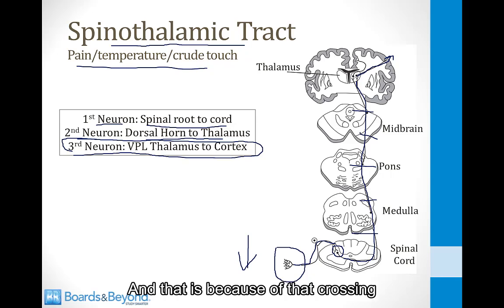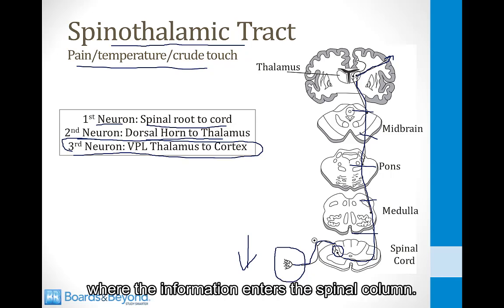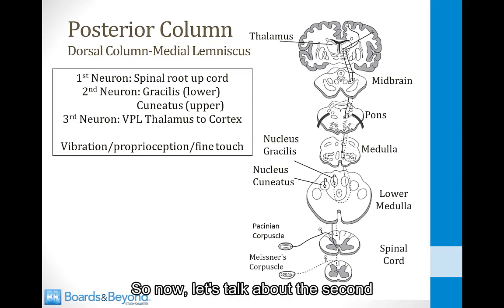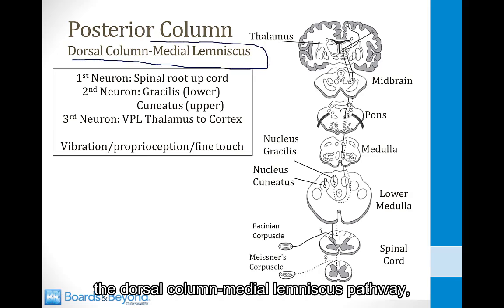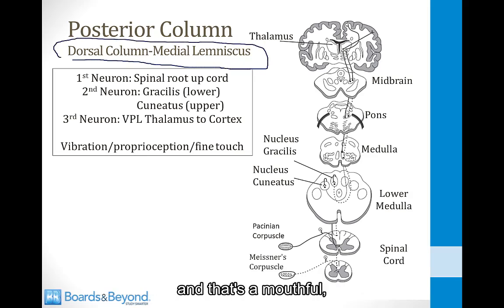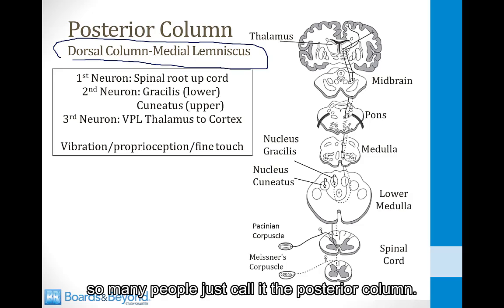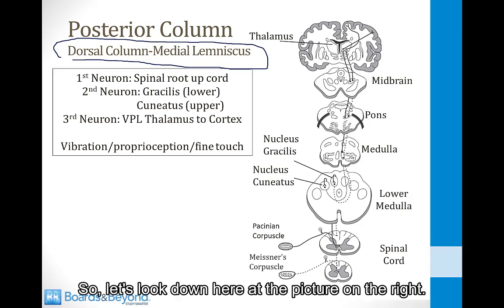And that is because of that crossing right at the level of the spinal cord where the information enters the spinal column. So now let's talk about the second important sensory pathway in the body, and that's called the dorsal column medial lemniscus pathway. And that's a mouthful, so many people just call it the posterior column. So let's look down here at the picture on the right.